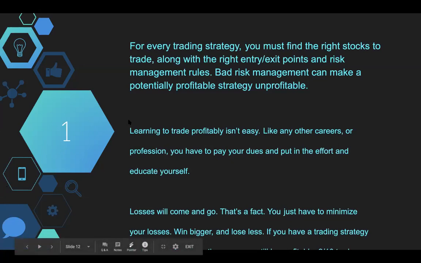For every trading strategy, you must find the right stocks to trade, along with the right entry, exit points, and risk management rules. Bad risk management can make a potentially profitable strategy unprofitable. Learning to trade profitably isn't easy. Like any other career or profession, you have to pay your dues and put in the effort. Losses will come and go. That's a fact. You just have to minimize your losses, win bigger and lose less.